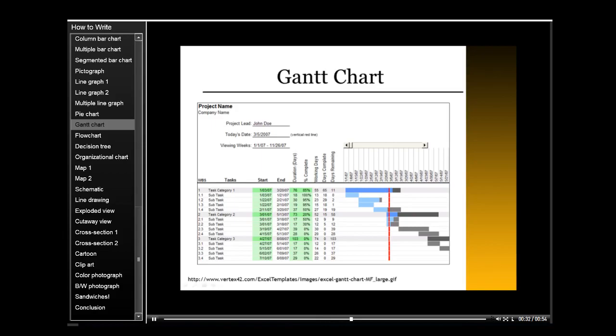So if we look at task category 1, the top line, we see that it's supposed to start on 1/1/07. It's supposed to end on 3/19/07. Where the dotted line is, the blue says they are a little ahead of schedule and they have just a little bit of the gray left to do. These are really very useful.